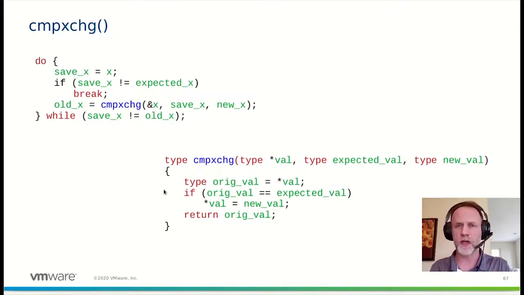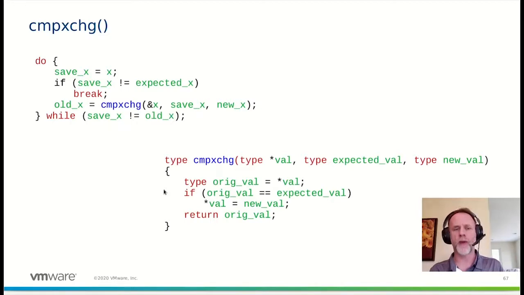Compare exchange is usually done as a single command in the CPU instruction set, but if I were to make it into C, this is what it would look like. You take the value from memory and give it an expected value, and only if those two match, you write your new value to the location of the original value. At the end, you return the value that was read to begin with. If they don't match, you don't write anything, but you still return the value you read.